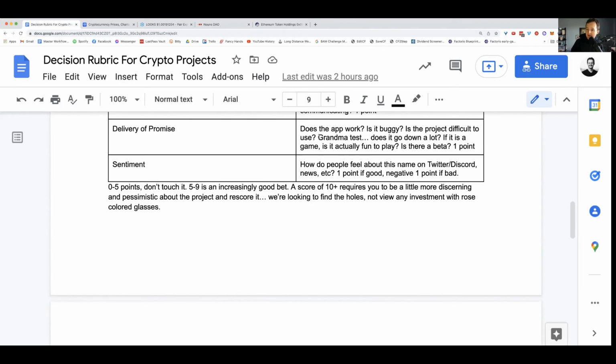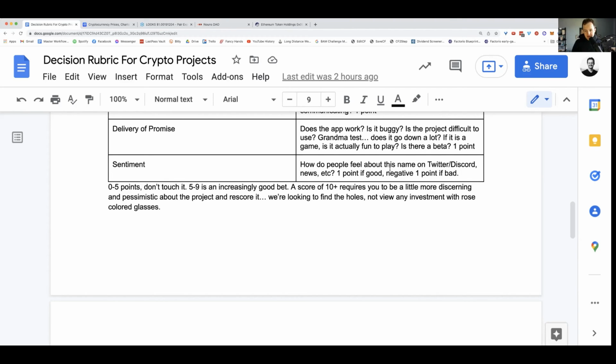Did you actually play it? Did you download the beta? Is there a beta? I would give a point to this if they're actually delivering on their promises. I get really excited when they deliver stuff before they ask for any money. That's where I would be like, okay, I'm going to give these people a point, because anybody can raise money, but not everybody can deliver.